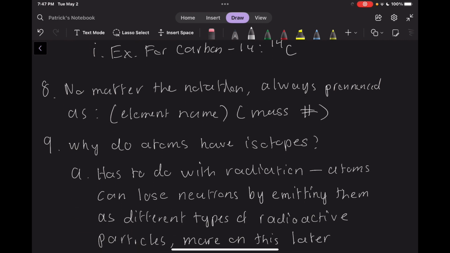When it comes to pronouncing isotope names out loud, it should be noted that we always pronounce isotopes as element name followed by mass number. Carbon-14 is therefore always pronounced as carbon-14, regardless of how it is written on paper.